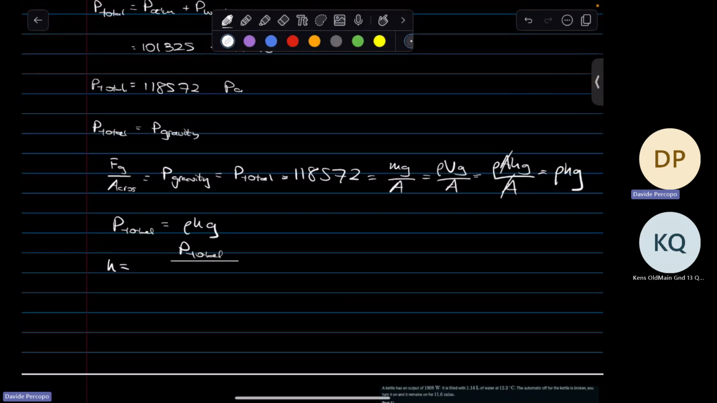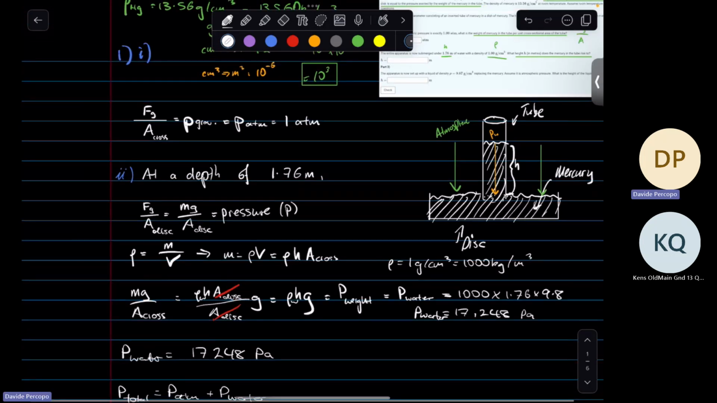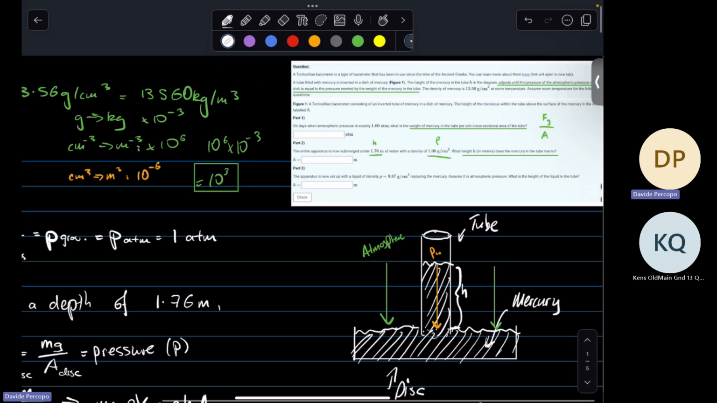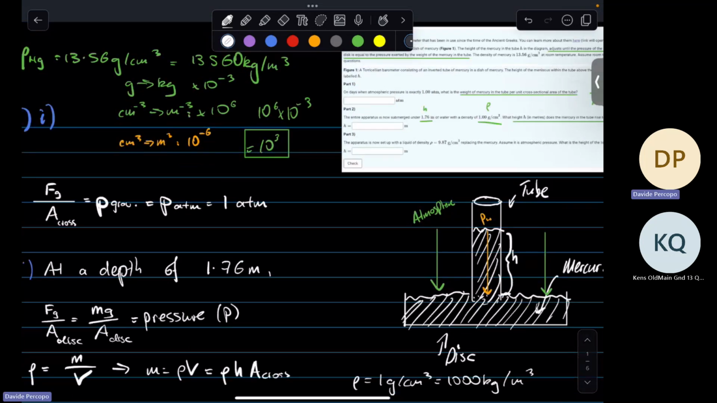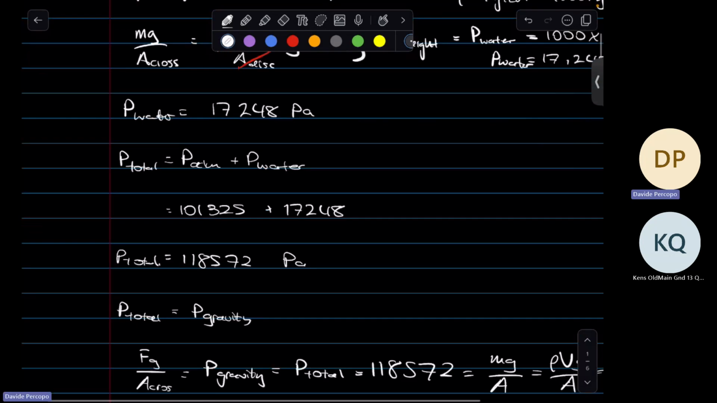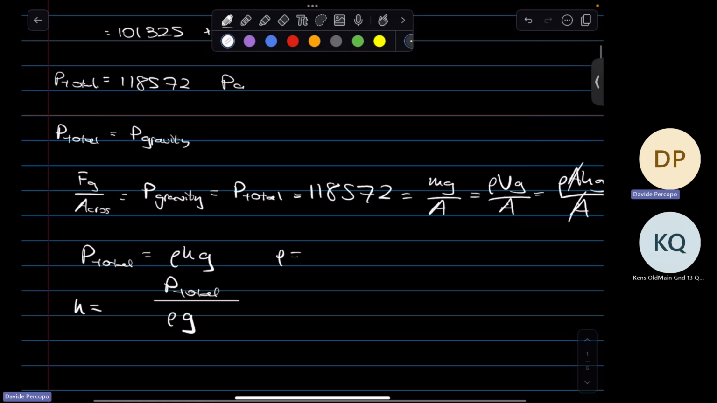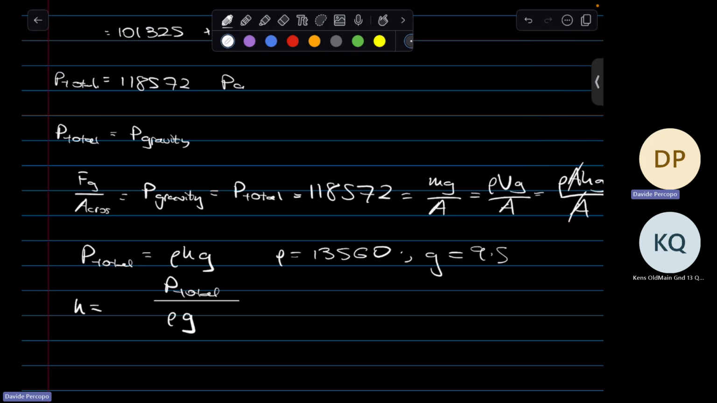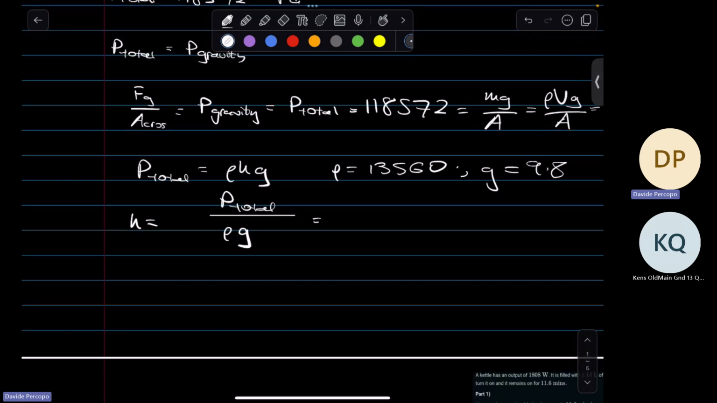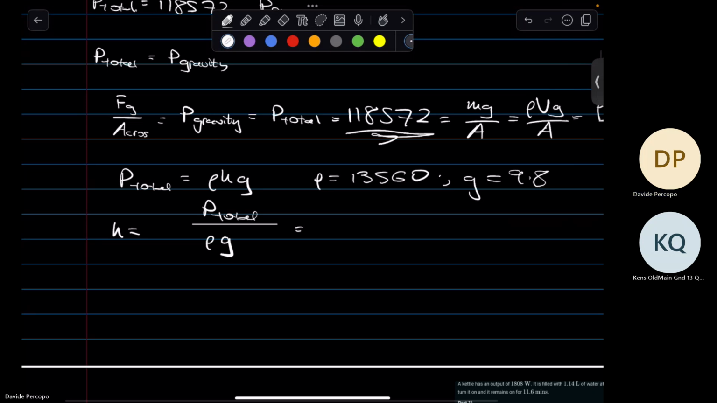Okay. And then this is rho G. Now we know from before rho was equal to what? Rho was like 13,560. G's 9.8. Does anyone want to put that in the calculator just quickly? P total's this thing here.